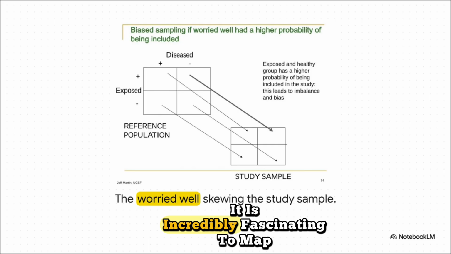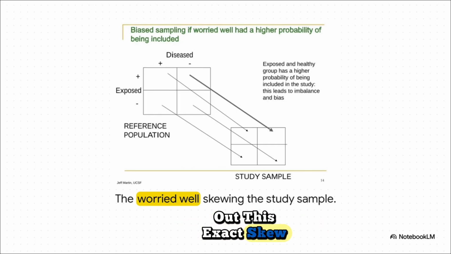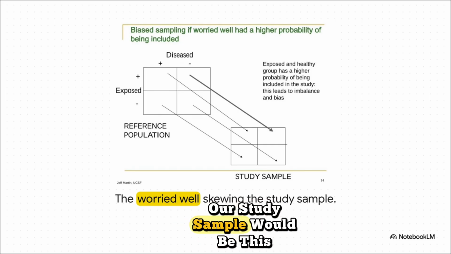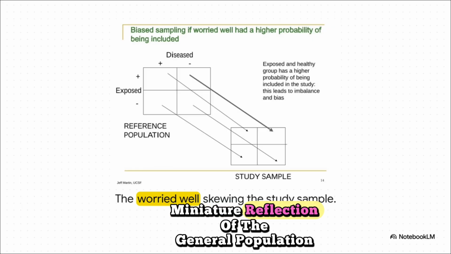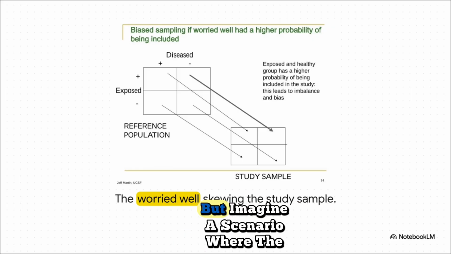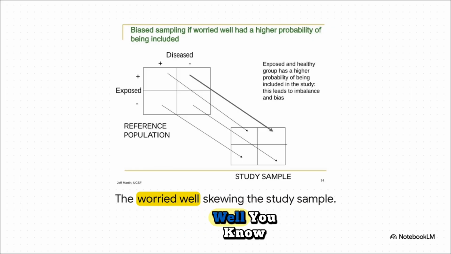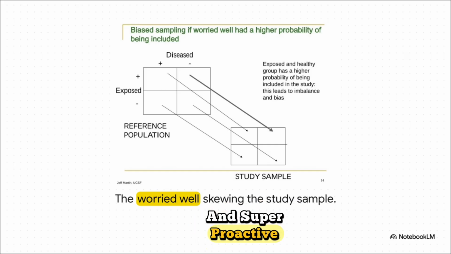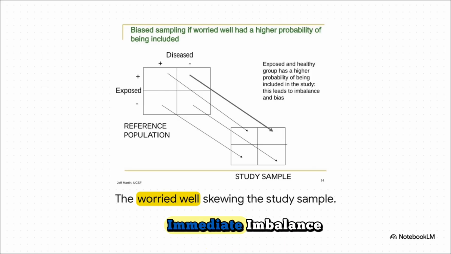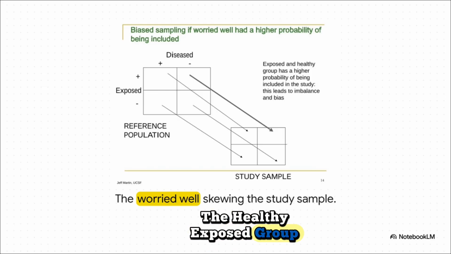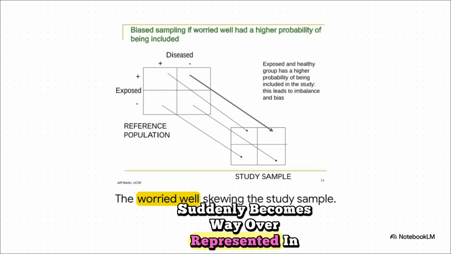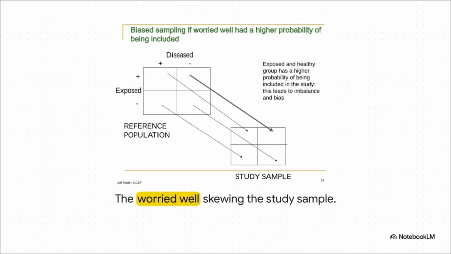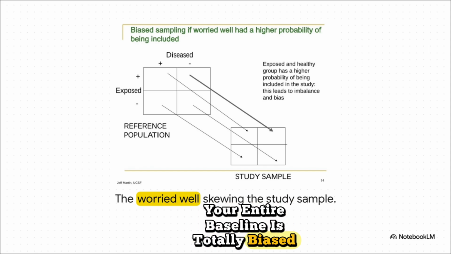It is incredibly fascinating to map out this exact skew. In a perfect world, our study sample would be this flawless miniature reflection of the general population. But imagine a scenario where the worried well, healthy people who are just naturally a bit anxious about their health and super proactive, have a much higher probability of volunteering for your study. This creates an immediate imbalance. The healthy exposed group suddenly becomes way overrepresented in your sample compared to the real world. Before you've even analyzed a single data point, your entire baseline is totally biased.